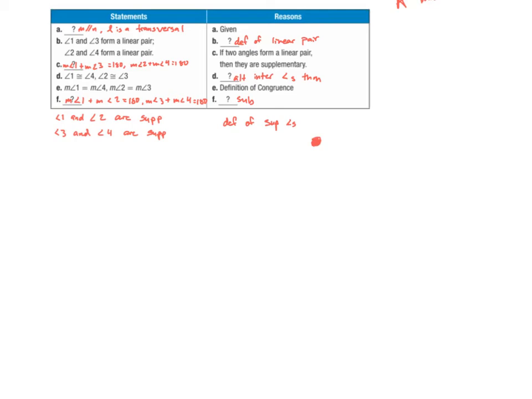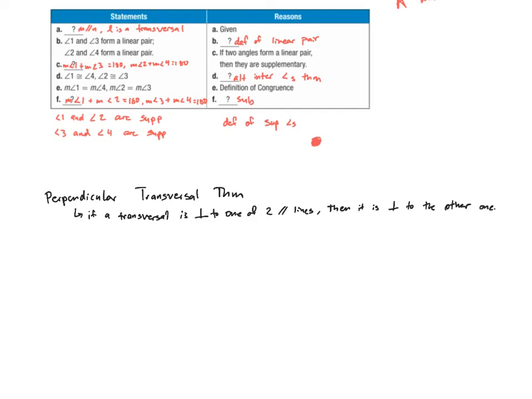So this last proof is called the perpendicular transversal theorem. All right, and again, it's in the book. It's got some odd number attached to it. I want to say it's 3.5, but you can just look in the book and see it. But we're going to be calling it, for the purpose of all of our proofs, the perpendicular transversal theorem. And this states that if a transversal is perpendicular to one of 2 parallel lines, then it is perpendicular to the other one. So we are going to both draw and prove this theorem.